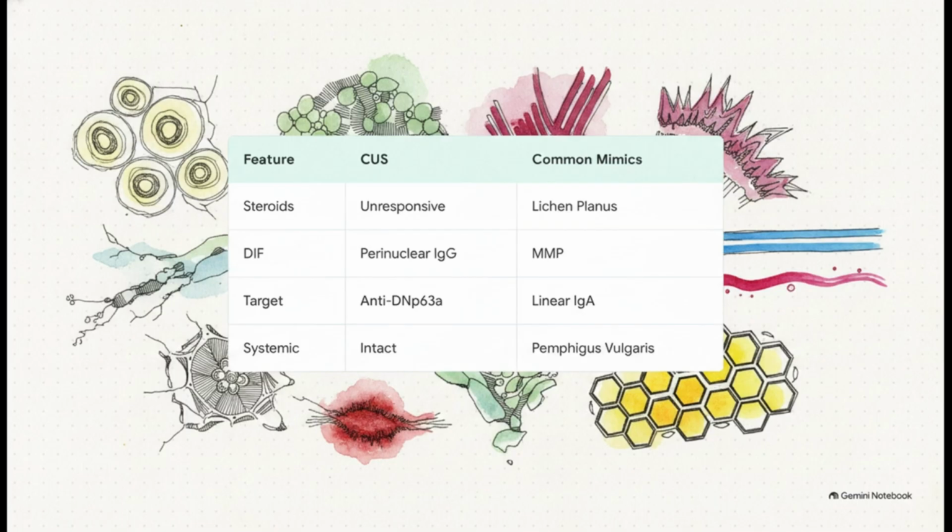So how do we actually tell them apart microscopically? Well, lichen planus responds to steroids and shows shaggy fibrinogen at the basement membrane on DIF. CUS does neither. Mucous membrane pemphigoid shows linear basement membrane staining. CUS is perinuclear. Pemphigus vulgaris gives you that intercellular, chicken wire staining and usually presents with massive systemic issues. CUS is perinuclear and completely localized. Linear IgA disease obviously shows linear deposits of IgA, not IgG. Understanding this exact microscopic profile is exactly what separates CUS from its mimics.